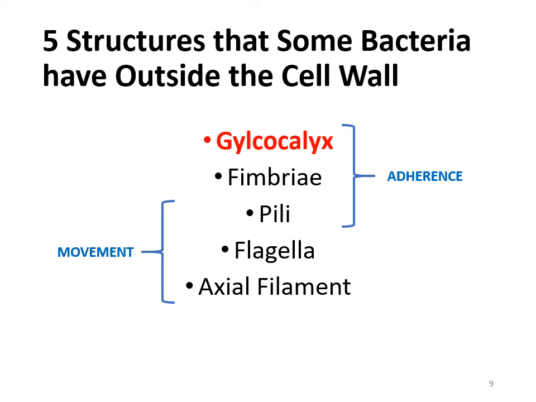Now, in addition to the ones that we have for adherence, which are so important because remember, adherence is part of those 5 steps for a pathogen. If you remember, bacteria has to enter, stay in, destroy defenses, do damage, and transmit to a new host, and adherence is basically staying in. In addition to adherence, some structures on the outside of the cell wall are very important for movement.